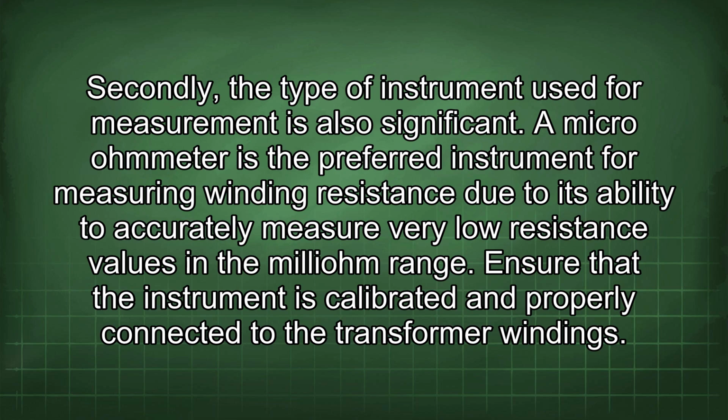Secondly, the type of instrument used for measurement is also significant. A microohmmeter is the preferred instrument for measuring winding resistance due to its ability to accurately measure very low resistance values in the milliohm range. Ensure that the instrument is calibrated and properly connected to the transformer windings.